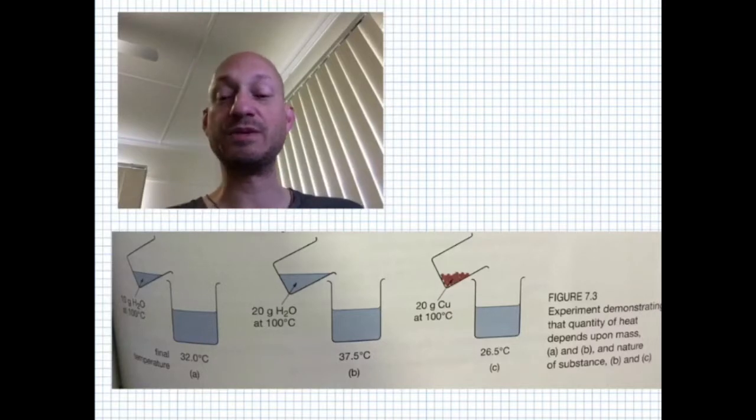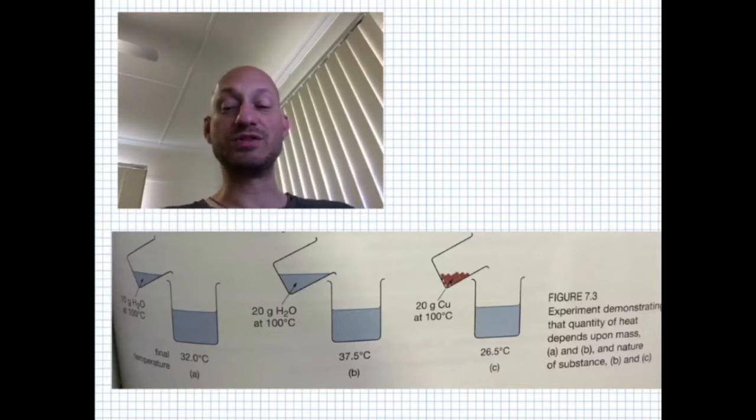In this example, there are three well-insulated beakers, each containing 100 grams of water at 25 degrees Celsius. To the first is added 10 grams of water at 100 degrees. To the second is added 20 grams of water. And to the third is added 20 grams of copper. After mixing, the final temperatures are 32 degrees, 37.5 degrees, and 26.5 degrees Celsius.